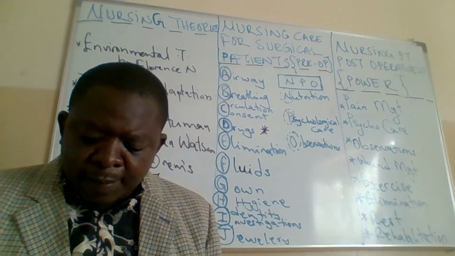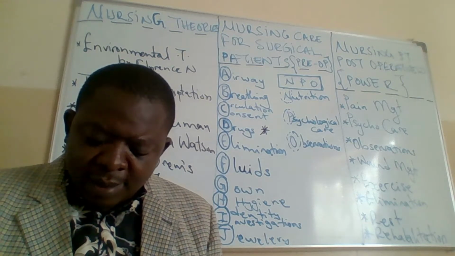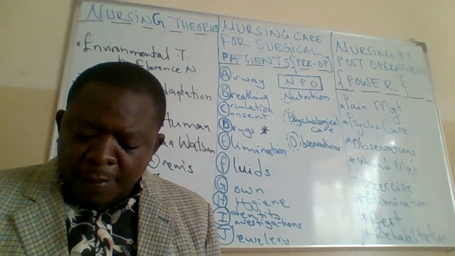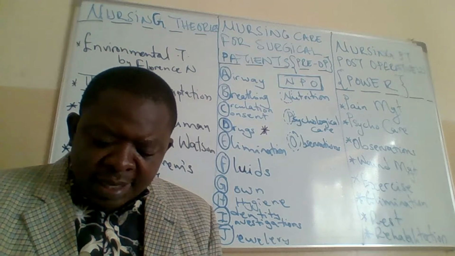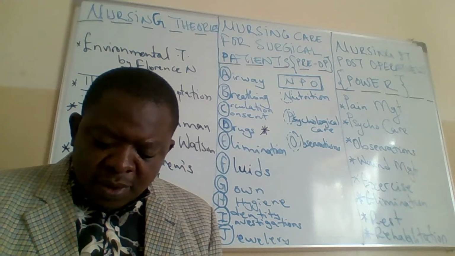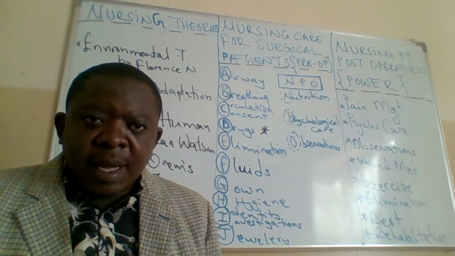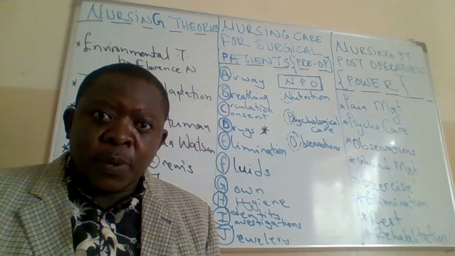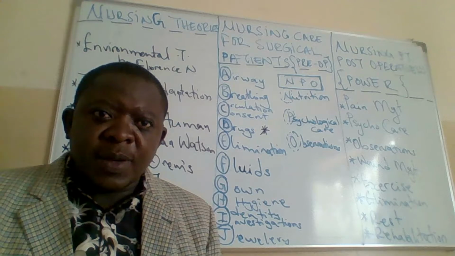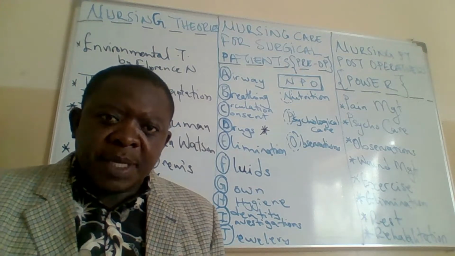We have the Roy adaptation model. We have H. Peplau's interpersonal relationship theory, and we have Virginia Henderson's nursing need theory. We have the Jean Watson theory of human caring, and all these theories are there to help us build nursing care, build the knowledge on how to nurse a patient.